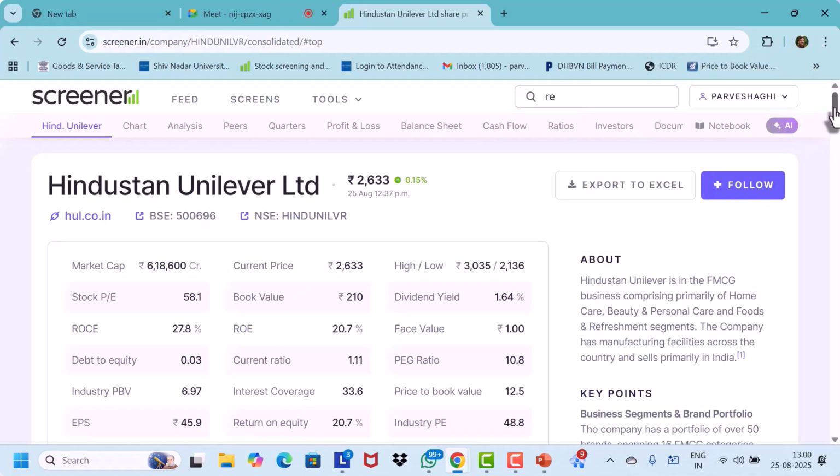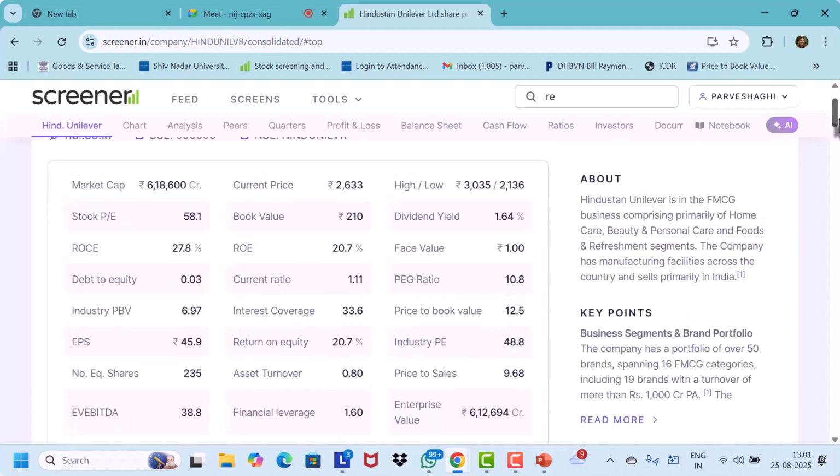Fine. So we know the market cap, we know the current price, high, low. Now we come to the stock P/E, which will come a little later. Then we have... we'll touch on some of them, we will touch everything. But I'm just going to cover something: debt equity ratio.